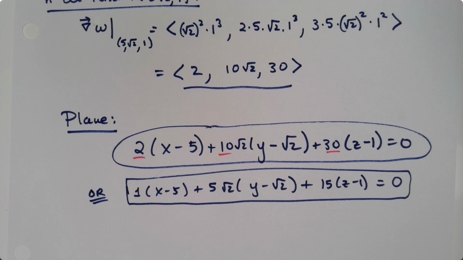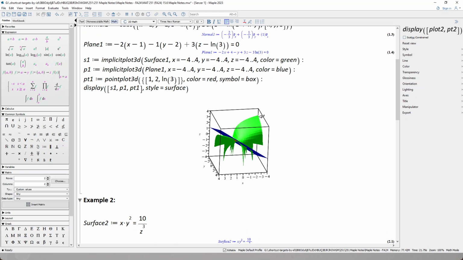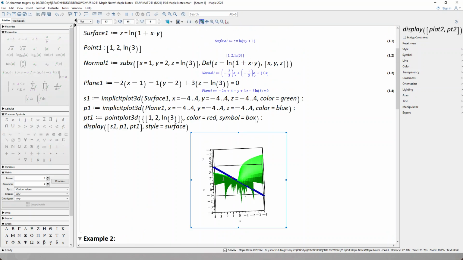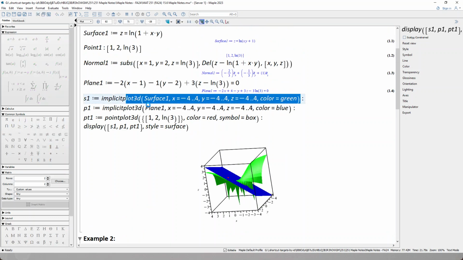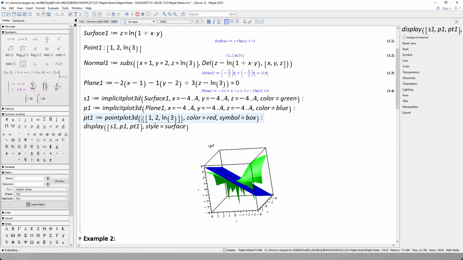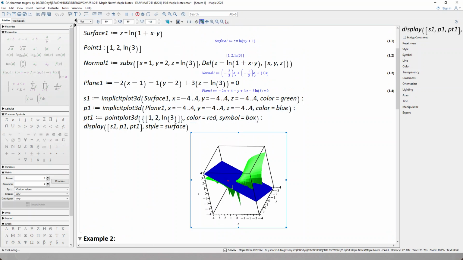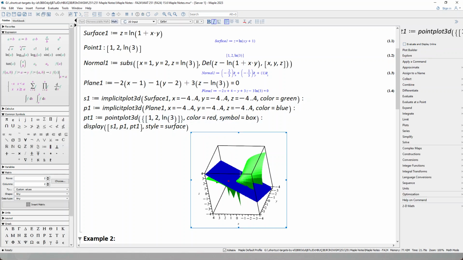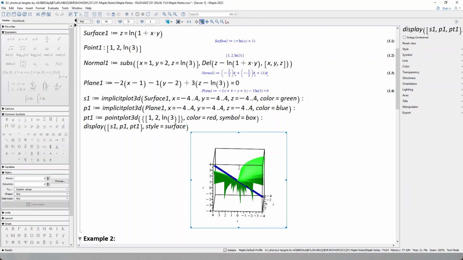And I realized I forgot to show you that I did these in Maple. So this was example 1 right here. I graphed the surface, I graphed the plane, and then I graphed the point. And there you can see the point in red. I do that by making symbol equals box in here. And you can see that indeed that plane is touching at that point, as tangent.